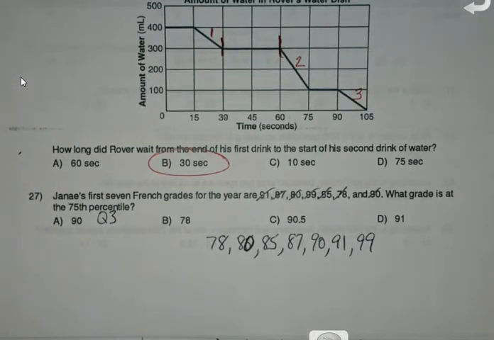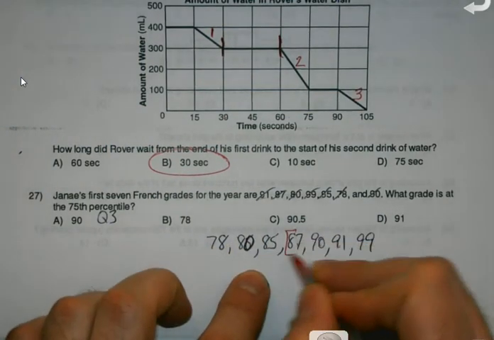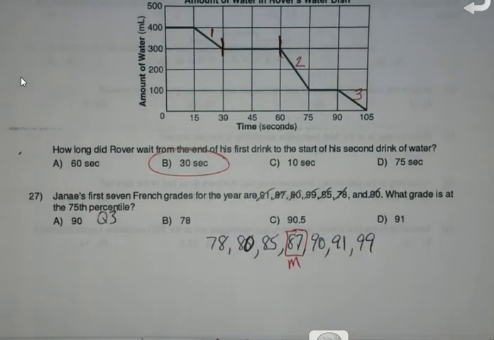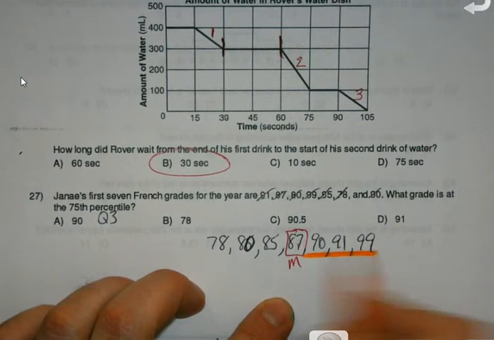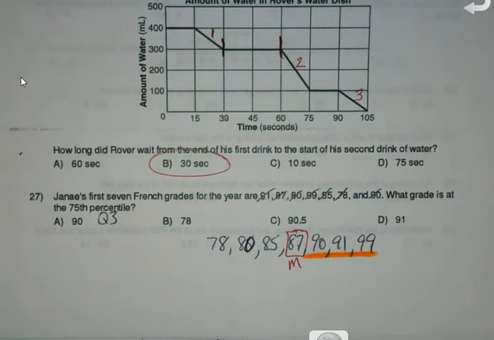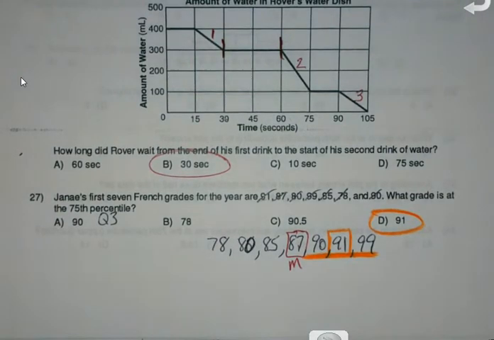Now, I can't immediately find Q3. I'd have to find the median first. So, start counting into the middle. Okay. So there's my median. If I'm looking for the third quartile, I take the numbers after my median and go with the one in the middle. 91. Yeah, that's the 75th percentile, the same as my Q3.